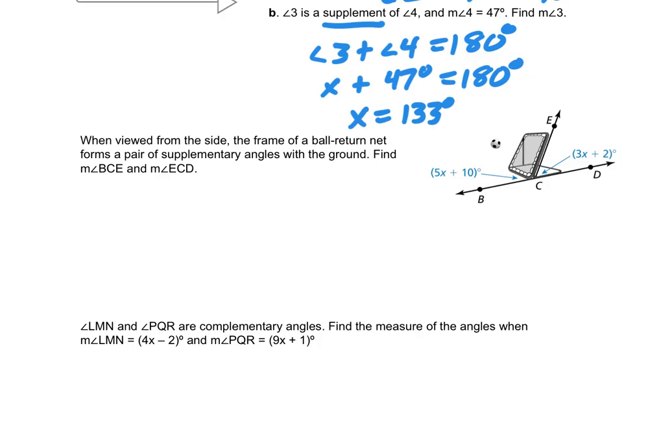Okay, I'm going to redraw this picture because I think the picture can be a little bit deceiving. 5x minus 10. We've got the soccer goal that's kind of leaned back. Or I guess it's not a goal, but it's a bounce back return. BCE is the angle that's being formed right here. That is this angle right here. That would be 5x plus 10. This angle here is 3x plus 2.